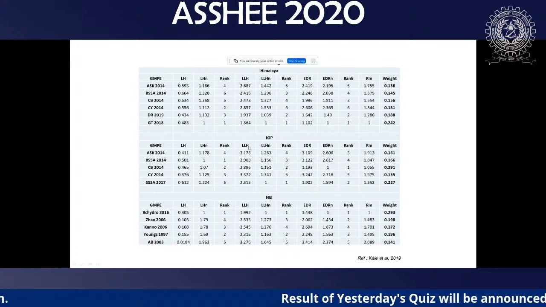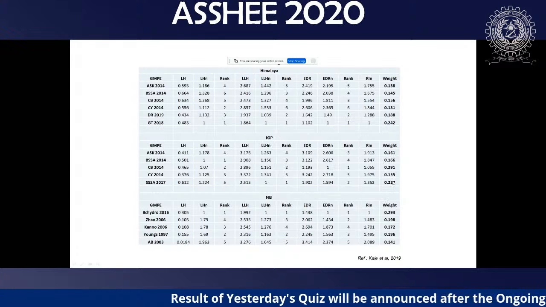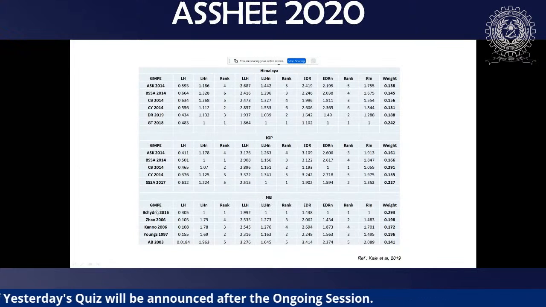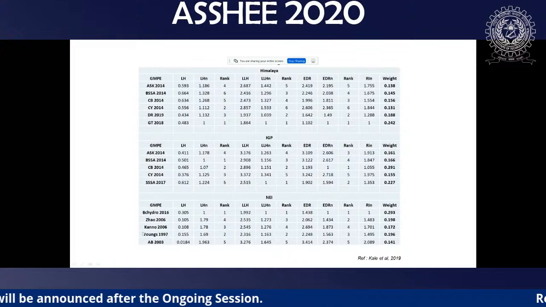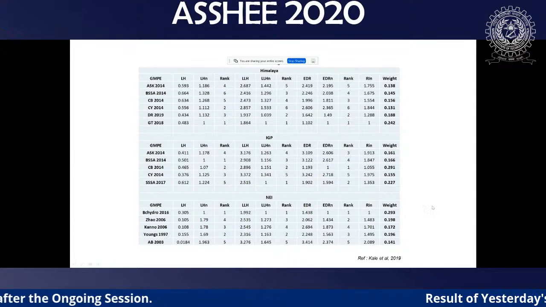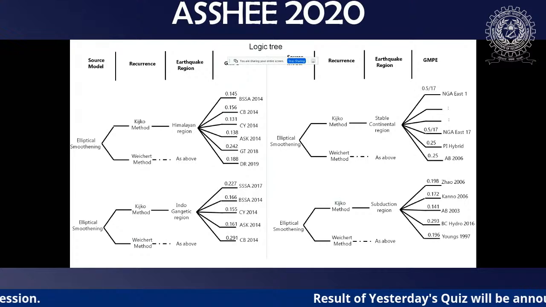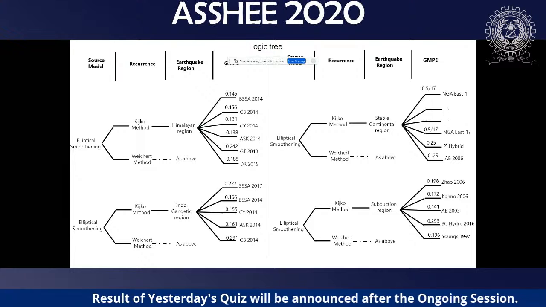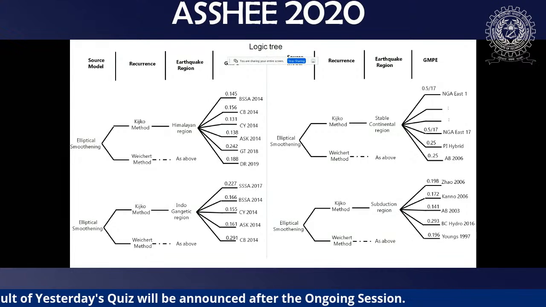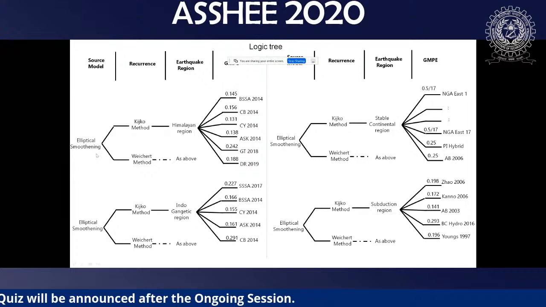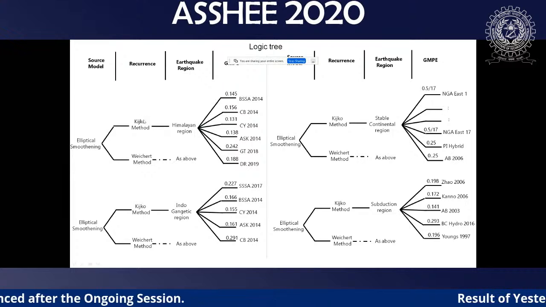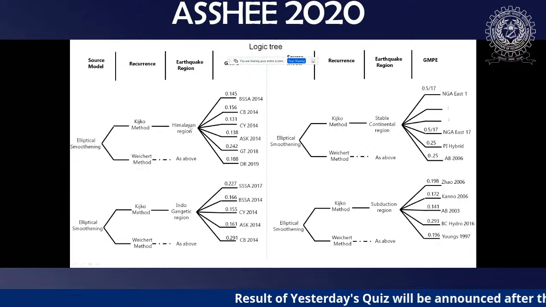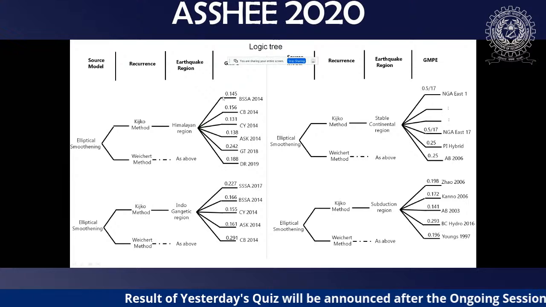Now when it comes to the IGP, here also we have these weightages, 0.227 and 0.291 we have obtained. For Northeast India also, these are the equations: Jain, Kanno, Youngs, Atkinson and Boore, and we have obtained the weights for all these GMPEs. So this is our logic tree. We are doing elliptical smoothing, fault based, and circular smoothing, and for each methodology we have recurrence parameters estimated from Kijko's method and Weichert's method, and in each region we have these GMPEs and these weightages.